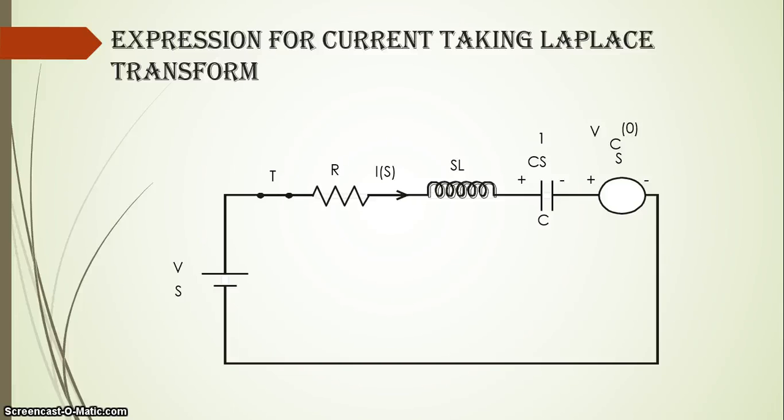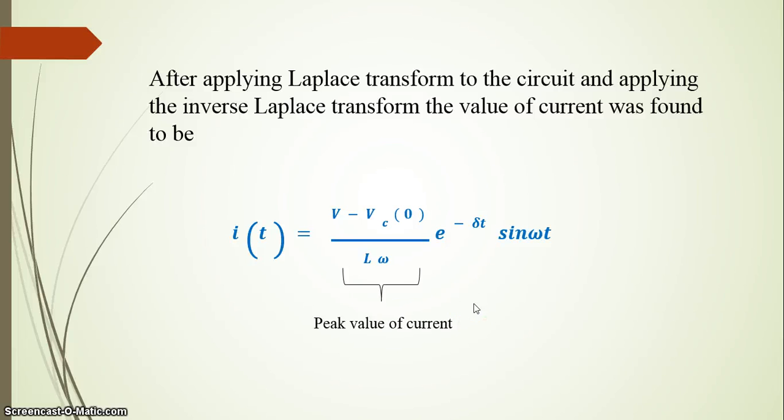The inductor is replaced by sL, and the capacitor is replaced by 1/sC in series with the voltage source Vc/s. Simplifying the expression and then applying the inverse Laplace transform, the value of current was found to be i(t) = (V - Vc)/(Lω) e^(-δt) sin ωt, where (V - Vc)/(Lω) is the peak value of current.